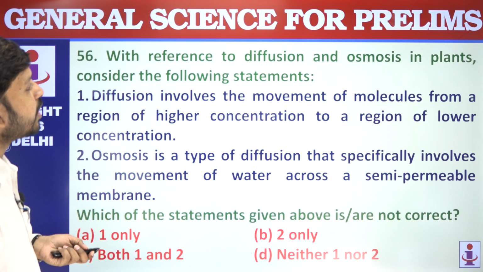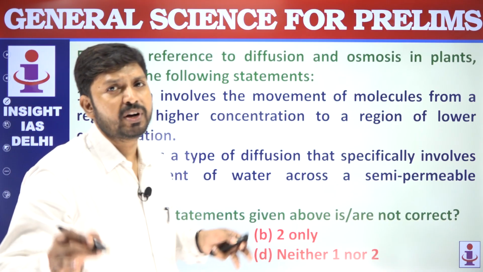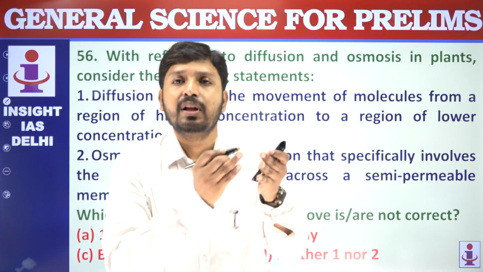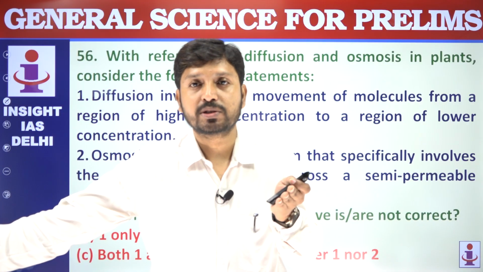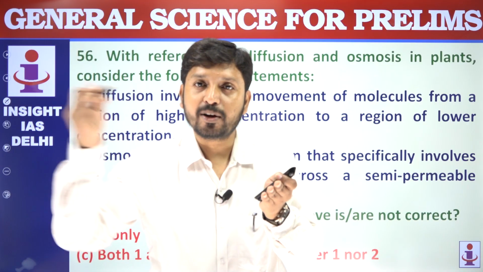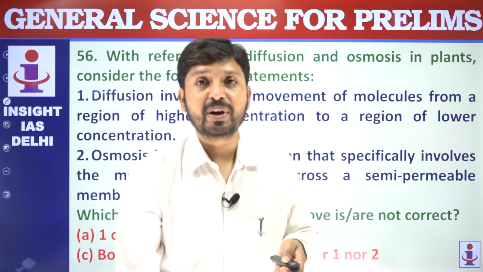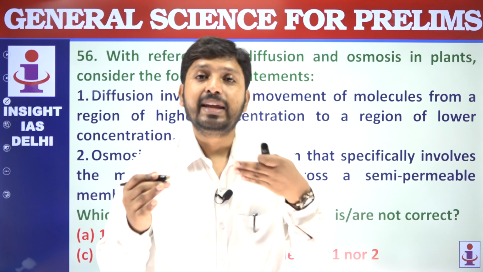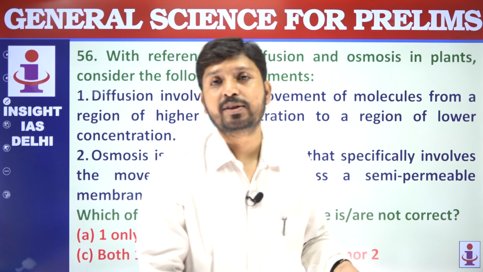With reference to diffusion and osmosis in plants, consider the following statements. See, both diffusion and osmosis are similar to each other. In diffusion, water or the particles will move from higher concentration to lower concentration. Whereas in osmosis, a semi-permeable membrane has to be there. And in this case, the solute will move from lower solute concentration to higher solute concentration.